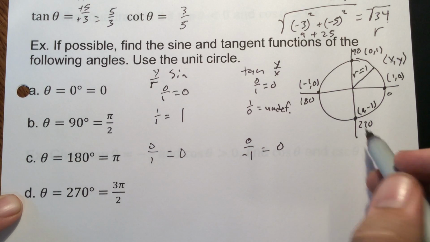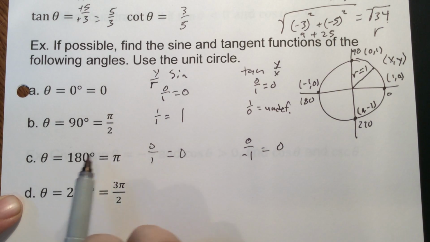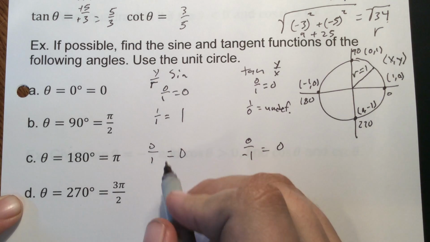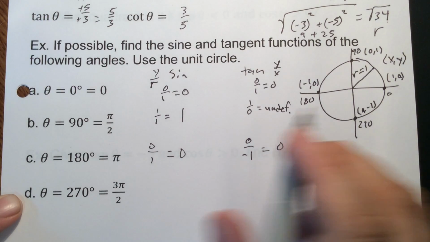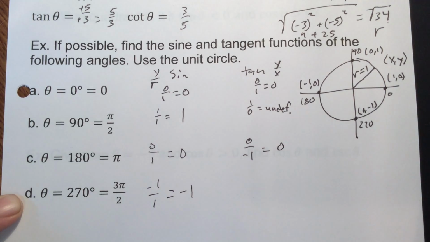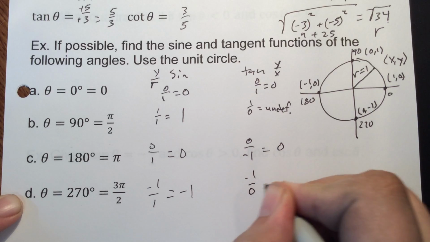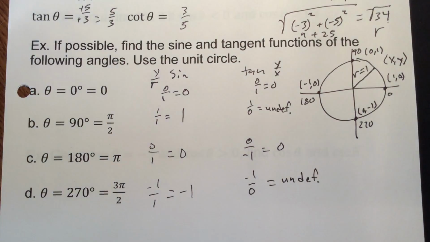Lastly, 270, so straight down. Keep in mind these are in radians, so 90 is pi over 2, 180 is pi, 270 is 3 pi over 2. That's just the radian measure. But if we do sine here, we're dealing with the y, which is -1 over 1, our radius. So we get -1 for that one. Tangent then, -1 over 0, so again, undefined. So that's where those trig functions are going to be on those.